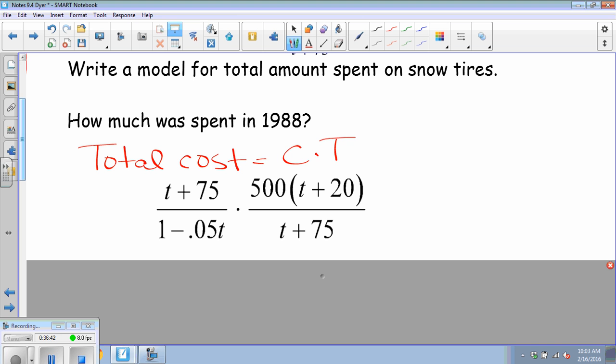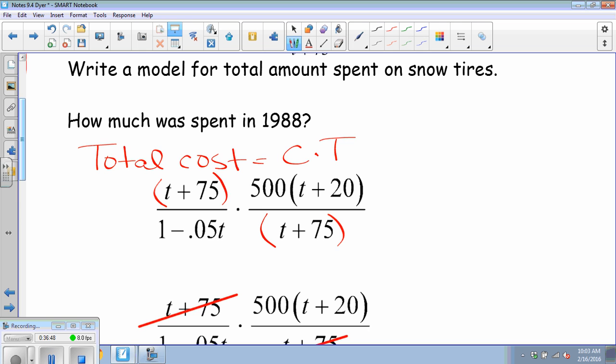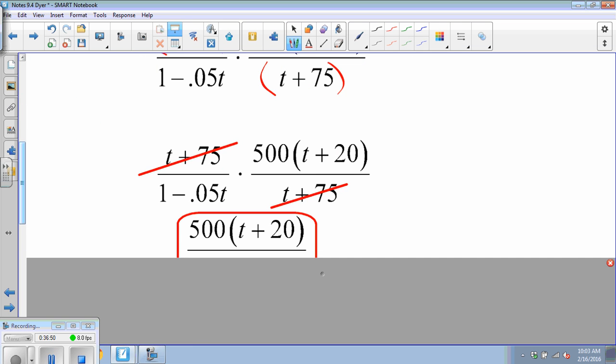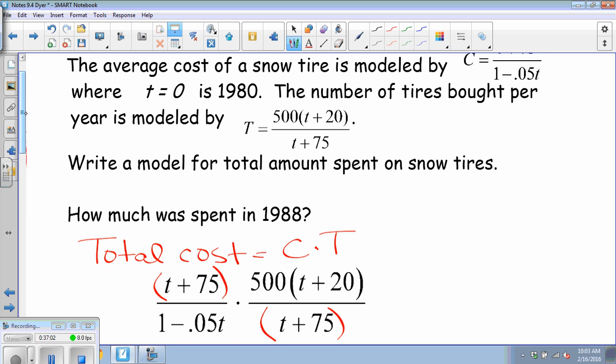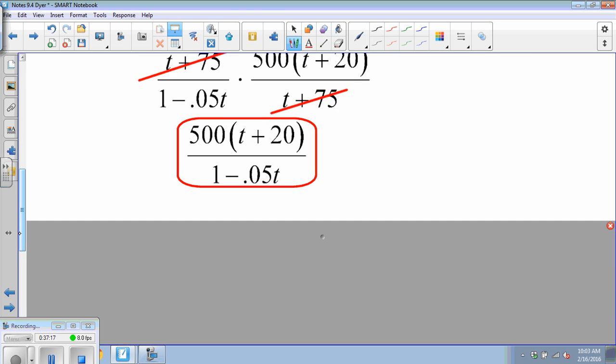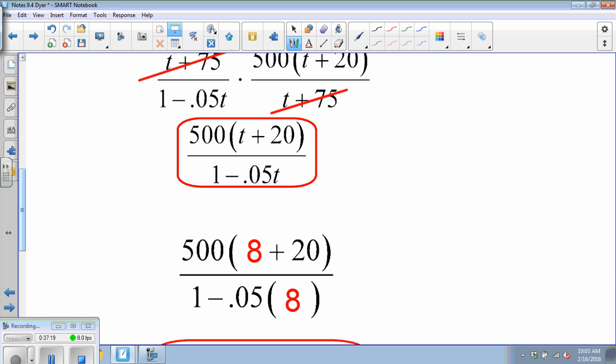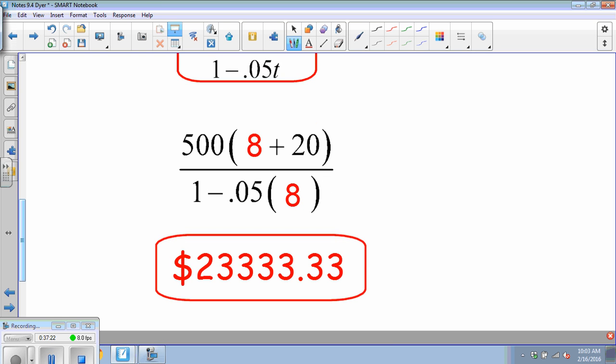And then what do you think they do then? They start canceling things out. T plus 75 cancels with T plus 75. Which leaves us with just this. So this is a model of what the total cost would be. Okay? So then they tell you that T equals 0 is 1980. And they want you to know how much was spent in 1988. So T doesn't equal 0, T equals 8. So you just go and take what you just simplified and you plug in 8 for T, and then that will tell you how much they spent.